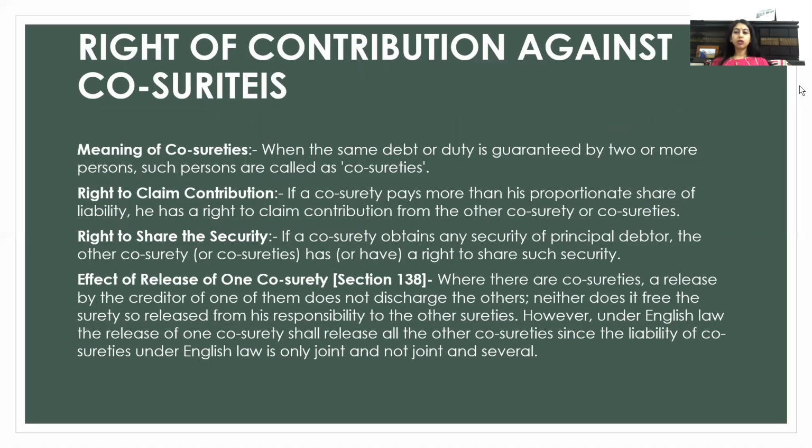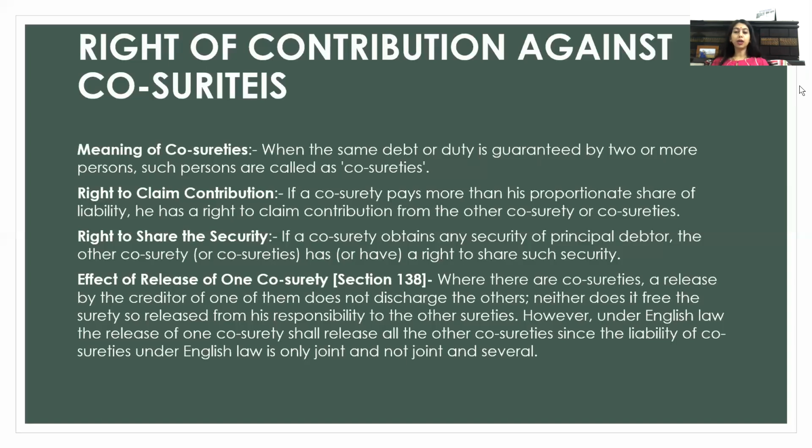So, meaning of co-surety. When the same debt or duty is guaranteed by two or more persons, such persons are called co-sureties. Next, rights of contribution against co-sureties.